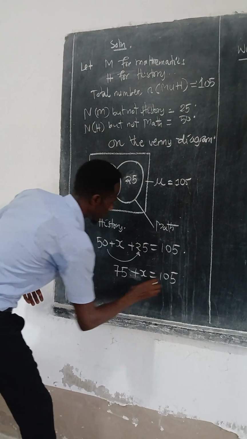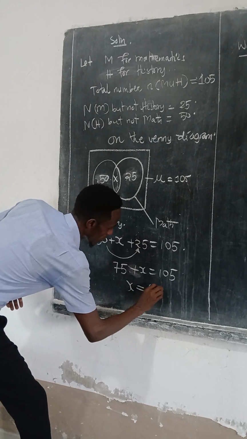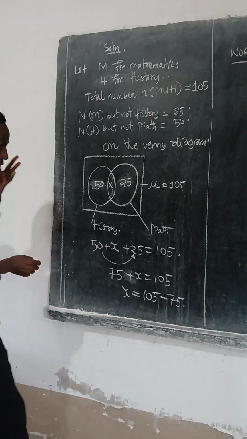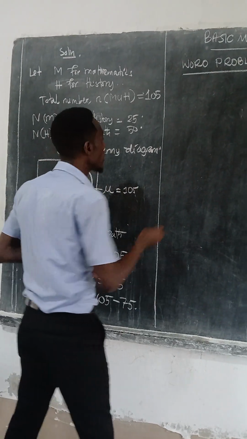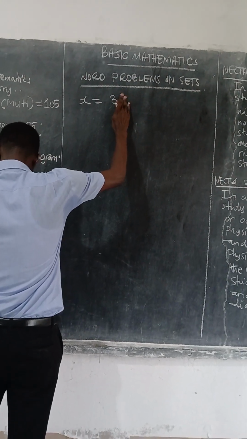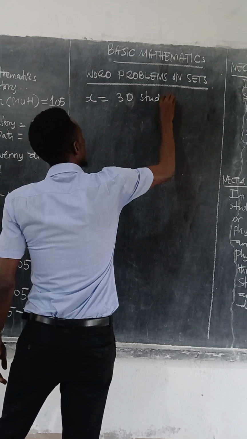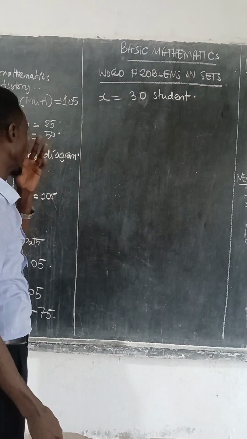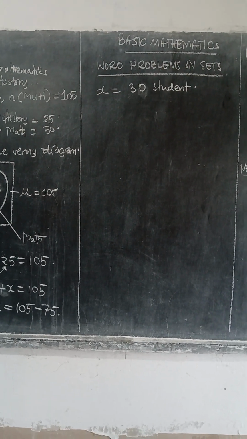So just shift this to that side, and you will get x is equal to 105 minus 75 students. When you subtract, you get 30. The value of x is equal to 30 students. So what does this x signify? This x is the students who studied both.